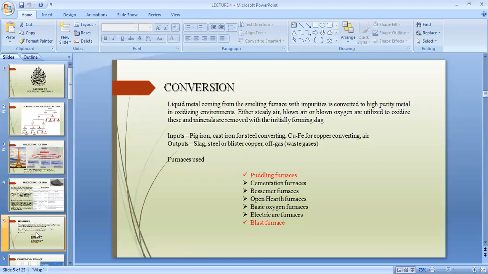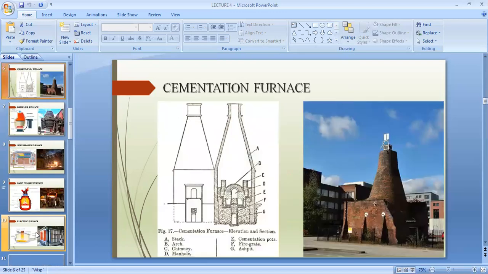So go quickly, and then when we extract iron from the iron ore, we have to convert it into a pure iron form. To convert it, we use different kinds of furnaces. There are puddling furnaces, cementation furnaces, Bessemer furnaces, open hearth furnaces, basic oxygen furnaces, electric arc furnaces, and blast furnaces. Most commonly used are blast furnaces and puddling furnaces, and they are also a cheap way to extract the iron. The cementation furnace is also shown here.